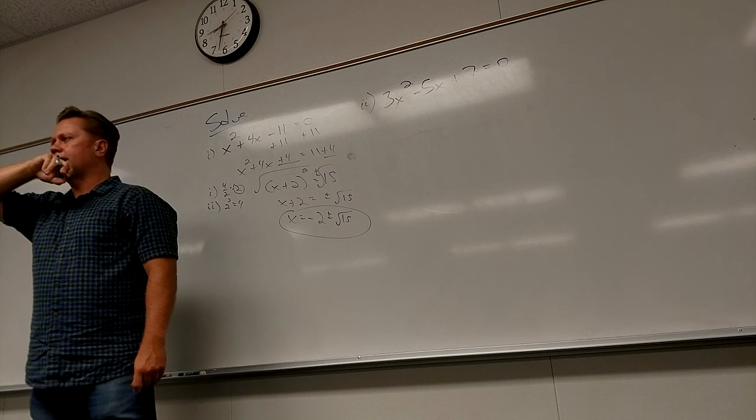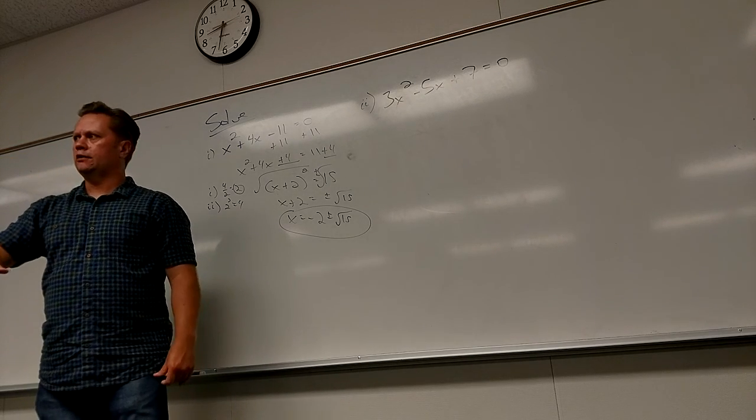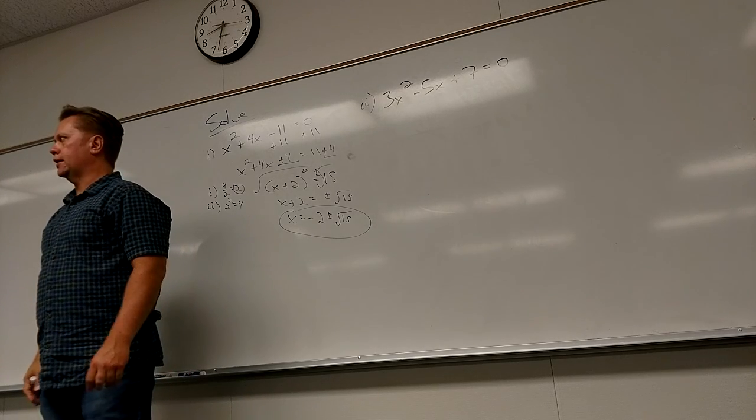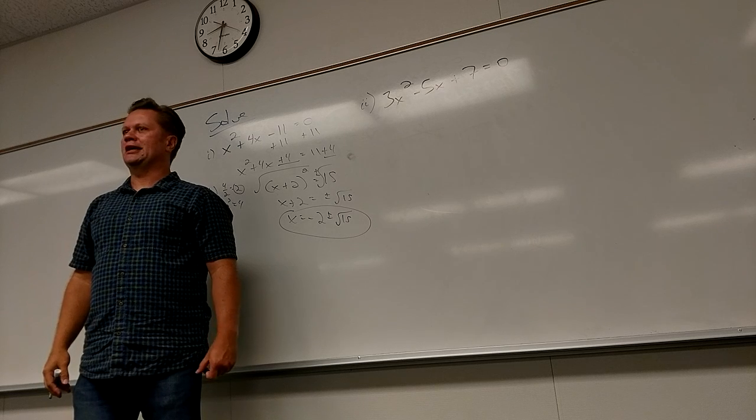So if you try to see if you can factor it, you can't. 3 times 7 is 21. 3 and 7 don't make 5. 21 and 1 don't make 5. I ain't gonna factor. Can't use the quadratic formula because I haven't shown it to you yet.